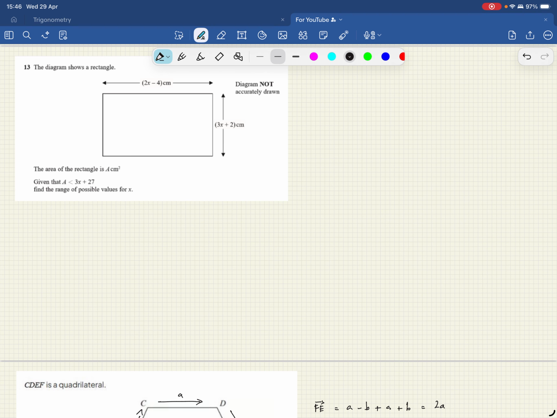We're talking about the area A, and we know that it is less than 3x plus 27, and we know how to work out the area. We're just going to find the product of the sides. So we can say that 2x minus 4 times 3x plus 2 is less than 3x plus 27. And I'm just going to simplify this and then solve the inequality.